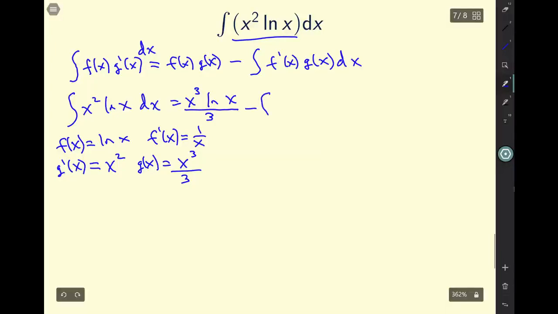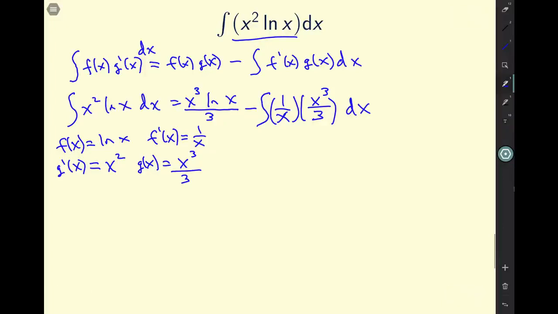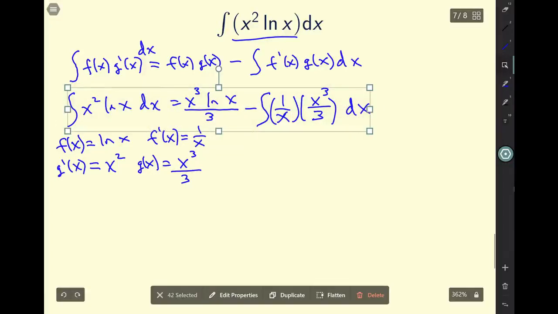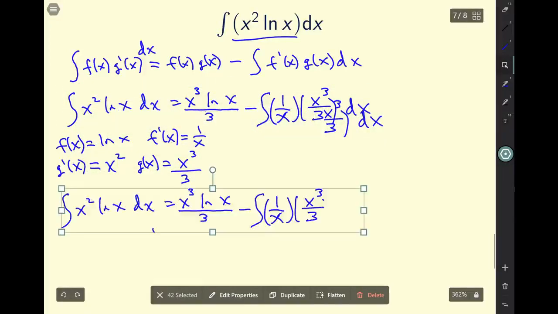Minus the integral of what? It's the integral of 1 over x multiplied by g of x, which is x cubed over 3, dx. Let me save a little bit of time. I'm going to duplicate that and move it down here.